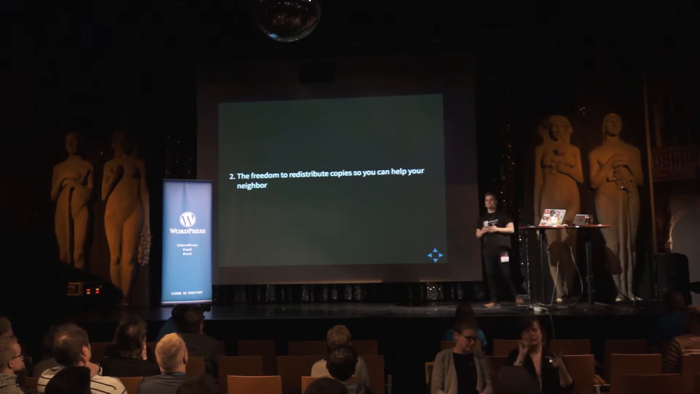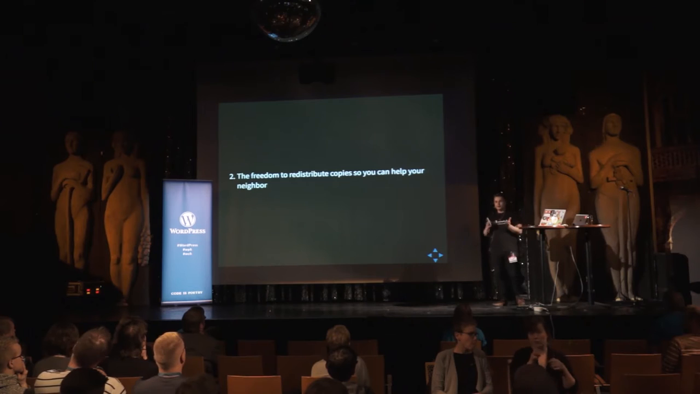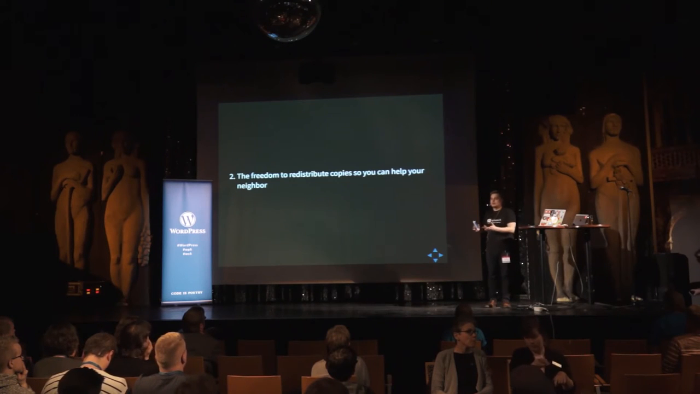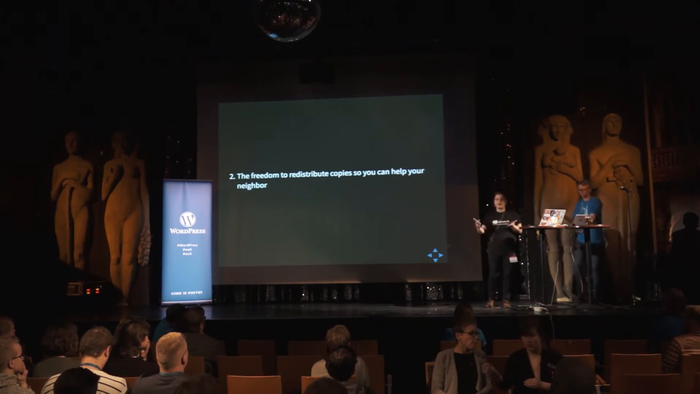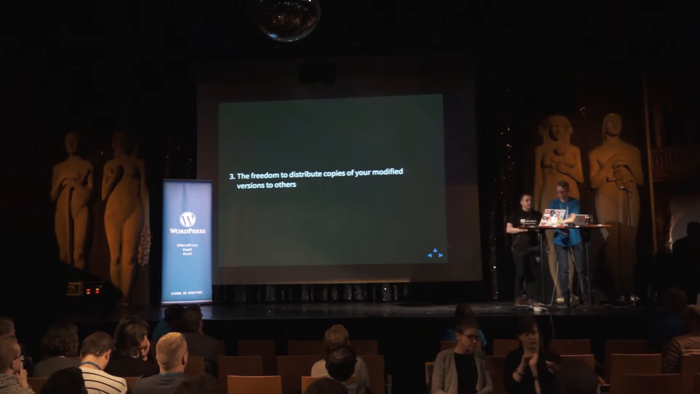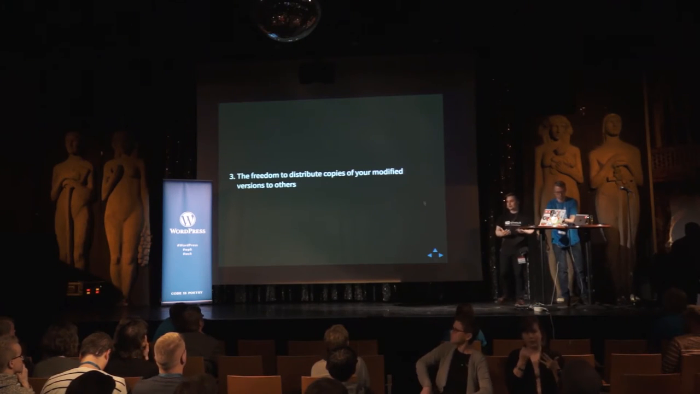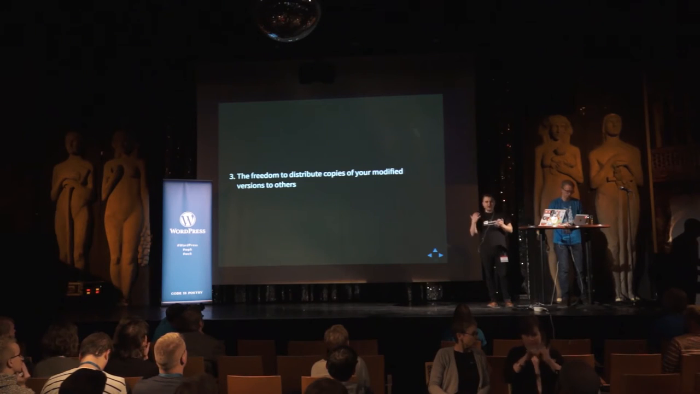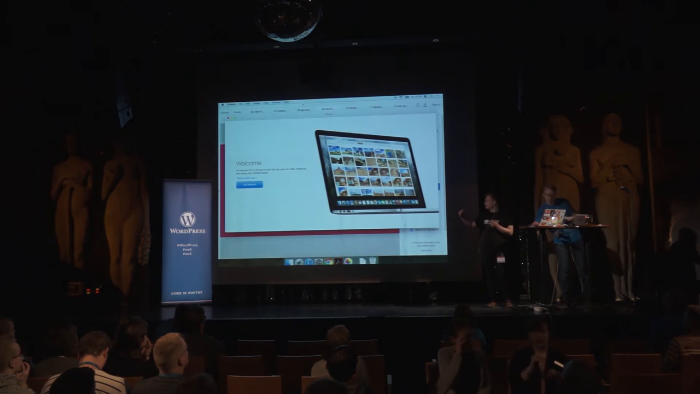The third one, or the number two one, is the freedom to redistribute copies so you can help your neighbor. That means that if you have a copy of WordPress, for example, you can give that copy to anyone else. You can take a copy of it and give it to someone else, and nobody's going to come after you. The final one is the freedom to distribute copies of your modified versions. So even if you make changes to the original software, you can give that back to other people.